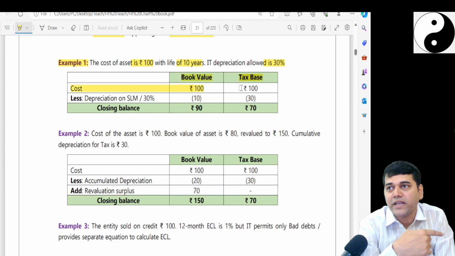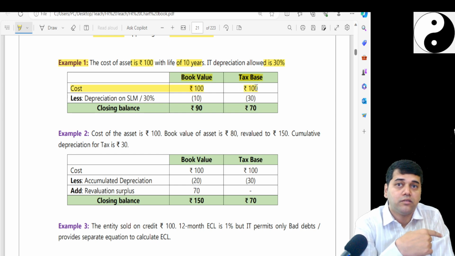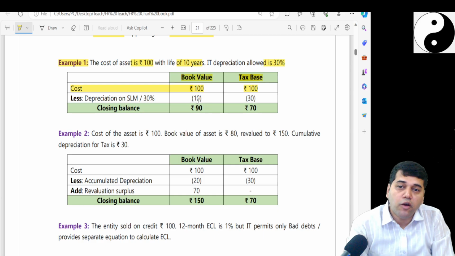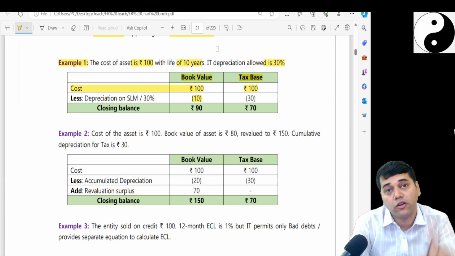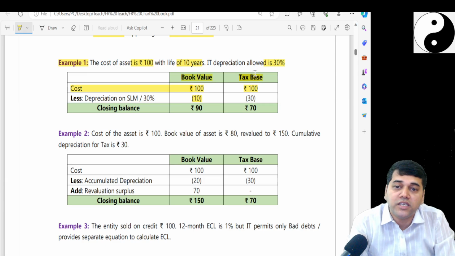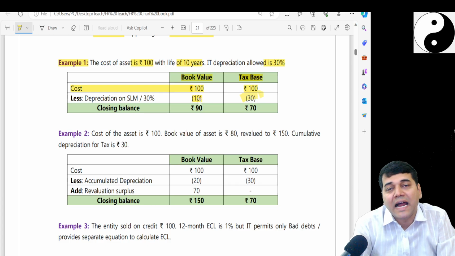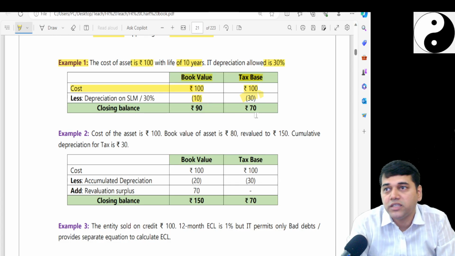Now, my cost is 100. Is this cost shown to tax also? Yes, you would have shown it. But how much depreciation do you claim? 10 rupees, because life is 10 years. How much depreciation is allowed by the income tax department? 30. Why? Because they added back your 10 and allowed 30, because their tax rate is 30%.